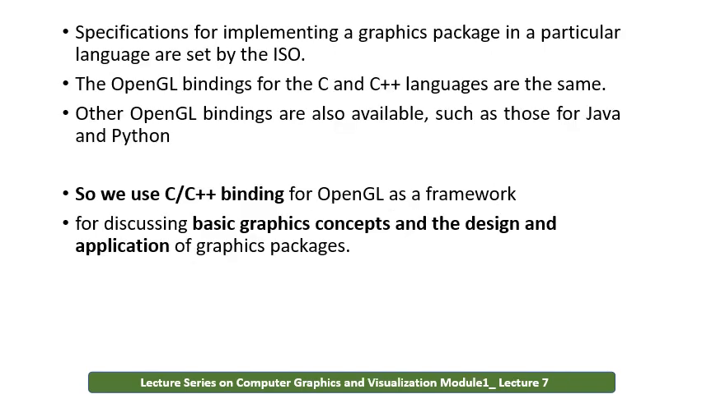Some of the specifications for implementing a graphics package in a particular language are set by the ISO. These are for the C and C++ languages, both of which are treated as one and the same. Other OpenGL bindings are also available, and it can even be used with Java and Python. But in this course, you are going to learn the C or C++ binding for OpenGL as a framework, for discussing some basic graphics concepts and the design and applications of graphics packages.